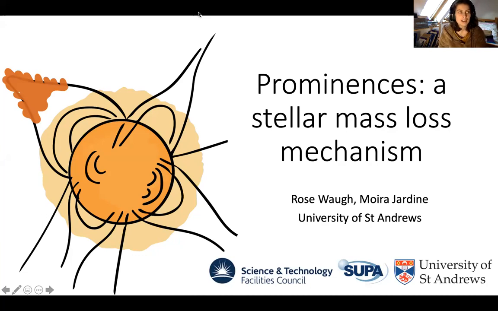Hi, so I am going to be talking about prominences, which are condensations of coronal plasma, which form on closed field lines, like the dark orange blob in this cartoon. And I'm interested in them as a mechanism for mass loss for young and rapidly rotating stars. And specifically here, I'm talking about M dwarfs.